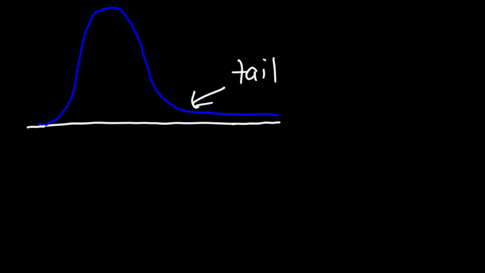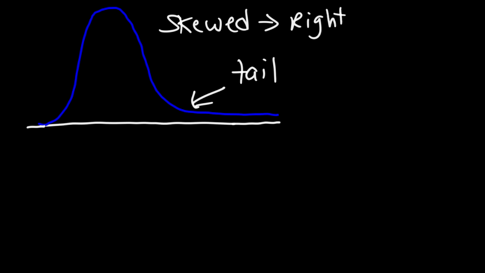Now here's another distribution for you to consider. Would you say it's symmetrical, or would you say it's skewed to the right or skewed to the left? So notice that we have this tail of data on the right side. So therefore, the distribution is said to be skewed to the right. Some textbooks will refer to this as a positive skew.